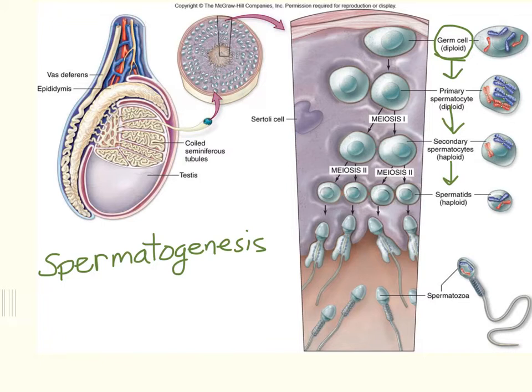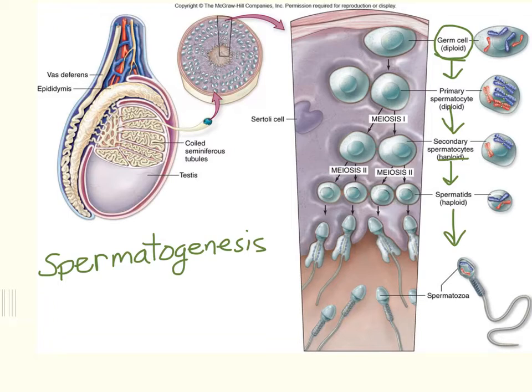The spermatocytes were haploid as well. Remember, meiosis 1 is the reduction division. So you go from a diploid primary spermatocyte to 2 haploid secondary spermatocytes, and then they go through meiosis 2 to produce 4 haploid spermatids. The spermatids then go through a maturation process, or we can call it differentiation. They change and become spermatozoa, and we shorten that to sperm. This process takes about 64 days from start to finish.